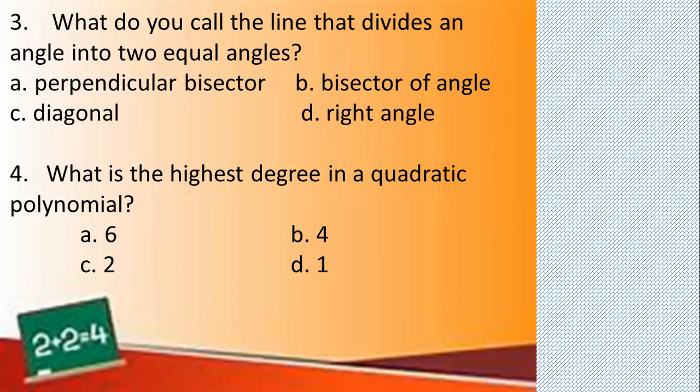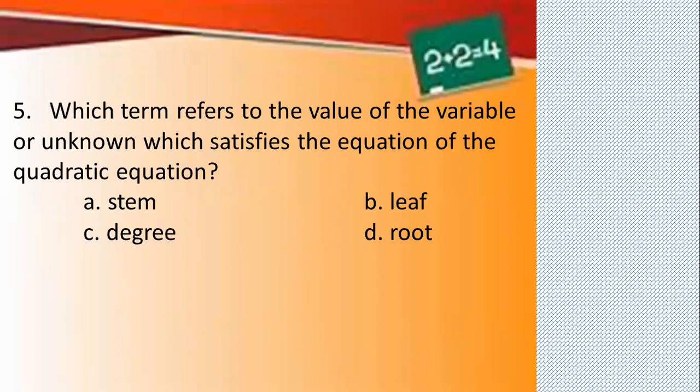All right, number 5. Which term refers to the value of the variable or unknown which satisfies the equation of the quadratic equation? Is that A, stem, B, leaf, C, degree, or D, root?